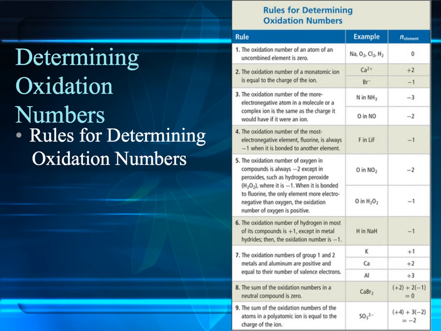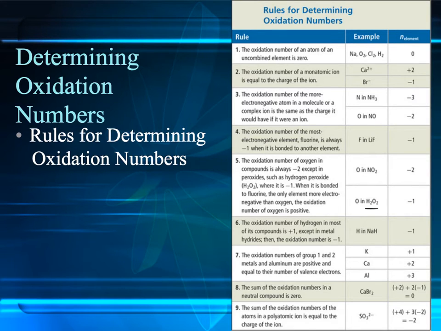The oxidation number of the most electronegative element, fluorine, is always -1. So fluorine, no matter what in compounds, is always -1. It can't be anything but that. The oxidation number of oxygen in compounds is virtually always -2. The only exceptions are if you have something like a peroxide, which I'm probably not going to give you, or a metal hydride, which is down below here, or if it's bonded to fluorine. We're not going to see those in these cases.